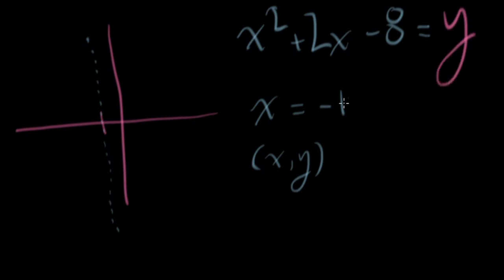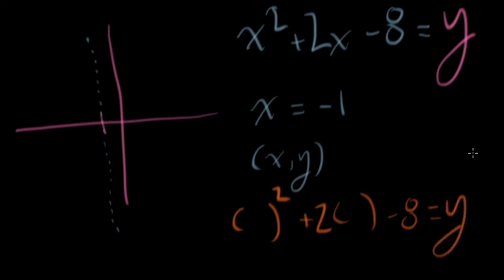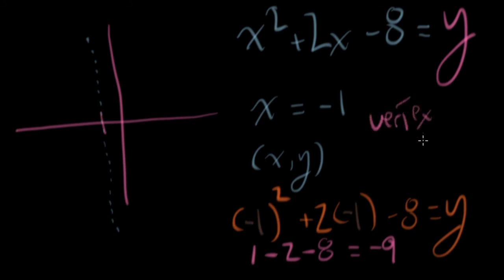So I'm going to plug in -1 into this, and I'm going to write it with some brackets just to get used to that. Equals y. So I'm going to put that -1 in there, and the brackets are really important because -1 all squared is just going to be 1. So we're going to get 1 minus 2 minus 8. So 1 minus 2 minus 8 is going to be -9, and that means our vertex would be -1 comma -9.